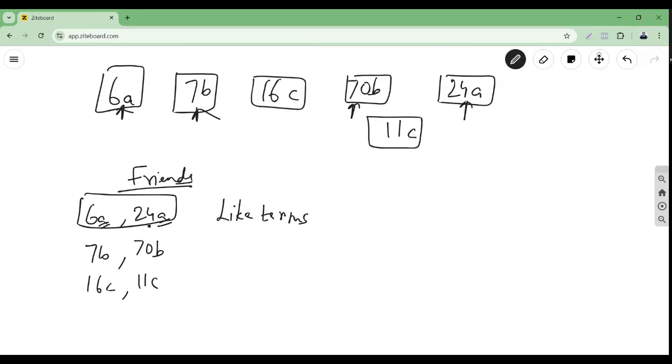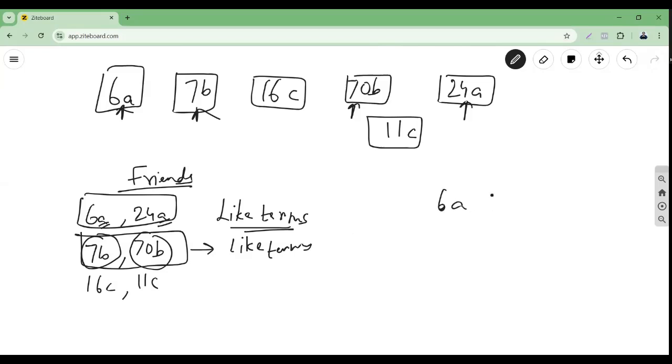6a and 24a are called like terms. 6a is a term, 24a is a term, and they are like terms. 7b and 70b together are also called like terms. What are unlike terms? Unlike terms are things which are not the same. For example, 6 apples and 7 balls. Is there any similarity between those two categories? No. They are unlike terms. They're not the same category. Now, when I say like terms, I can always add them.